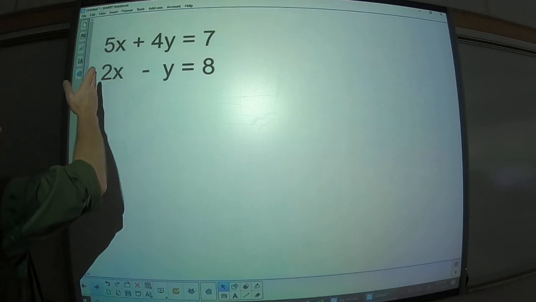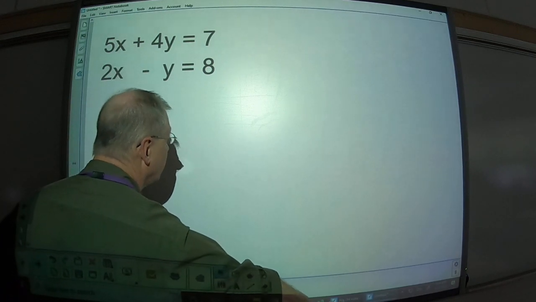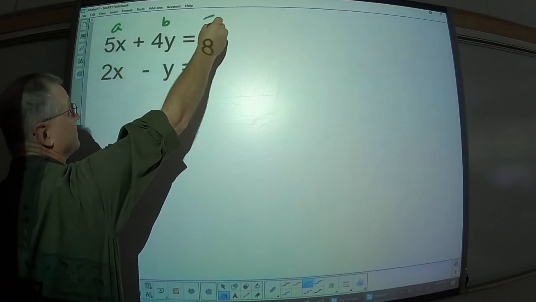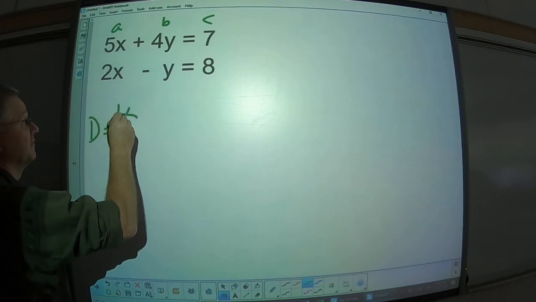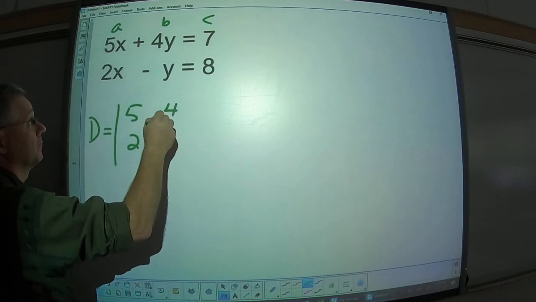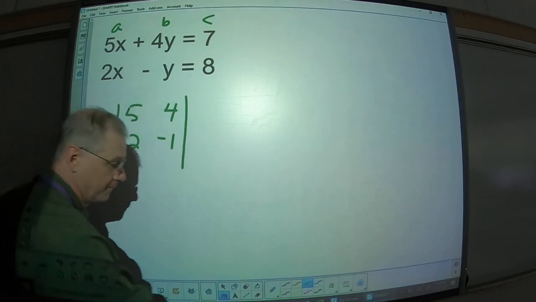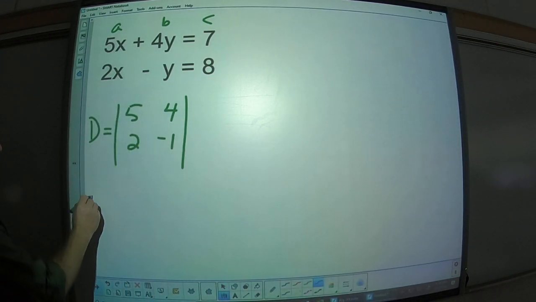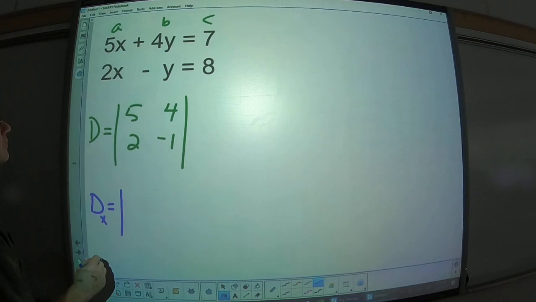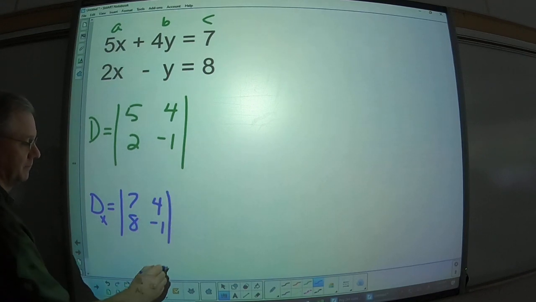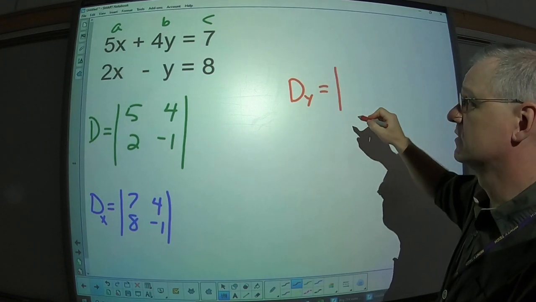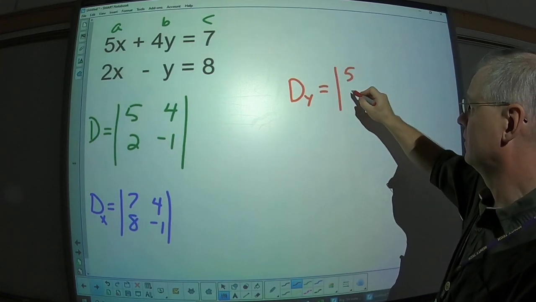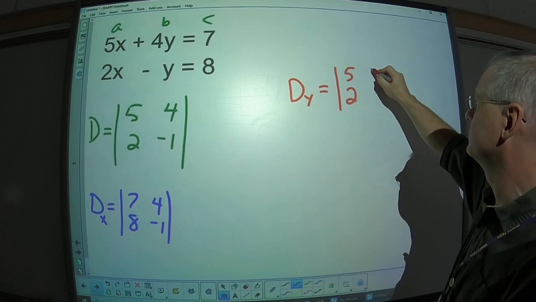This is already set up in our x, y equals number form. And we know our A, B, and C. So D, determinant, is going to be your A column, 5, 2, your B column, 4, be careful, negative 1. I'm going to write all of them out. Your D sub x is going to be your 7, 8, your C column, and your B column, 4, negative 1. And your D sub y is going to be your A column, 5, 2, and your answer column, 7, 8.